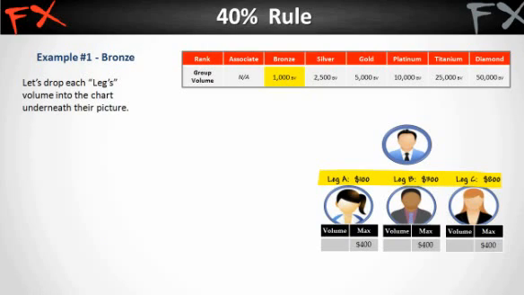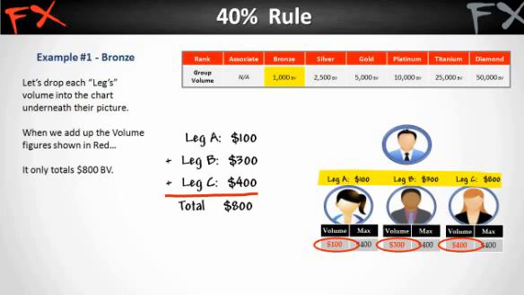Leg A has $100 in volume. We'll drop that down. Leg B has $300 in volume. We'll drop that down. And leg C has $800 in volume. However, since the maximum that we can use from any one leg is $400 BV, we can only drop down $400 BV of the $800 that was generated.